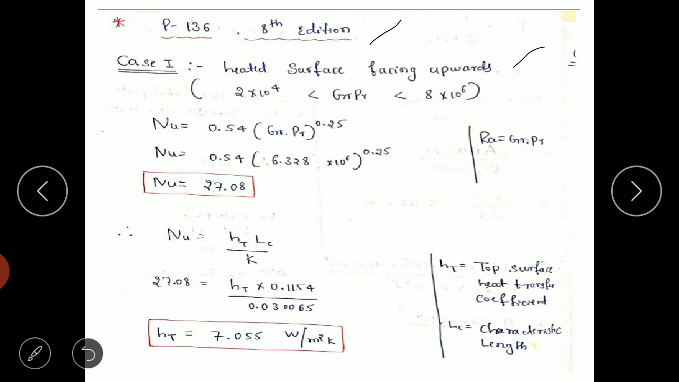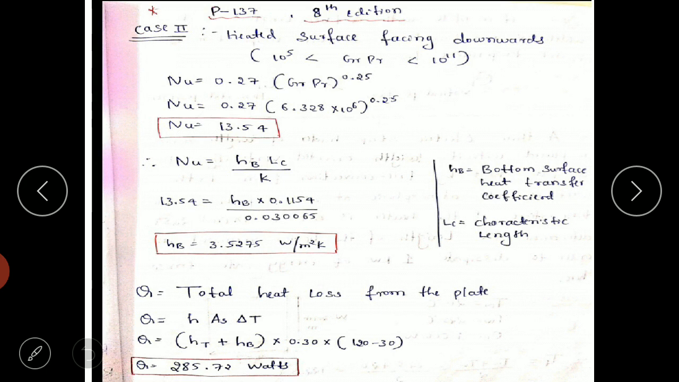So the value is between this range, so we'll be using this formula. So we get the value of Nu equal to this much. Further we can calculate hT. So hT, indicating top surface heated, is the heat transfer coefficient for top surface heated, and here Lc is the characteristic length. The value is already calculated and the same value is substituted. Now in case 2, we'll take heated surface facing downwards. Based on the range we have only one formula, that formula is selected and the Nu value is calculated.